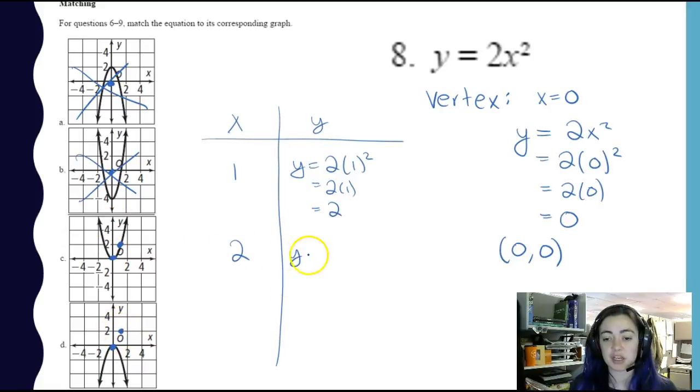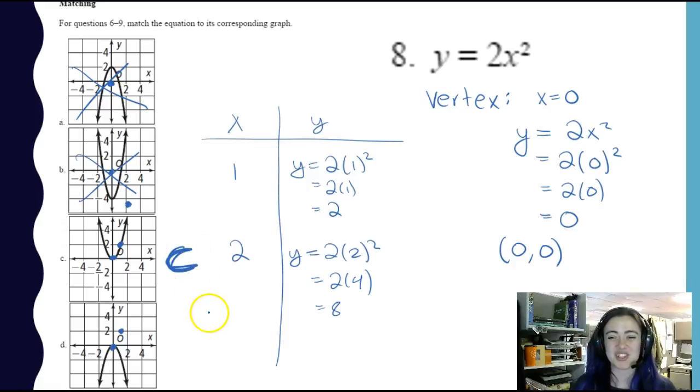Let's confirm that again with another point just to make sure. So we substitute in 2 for x. 2 squared, 2 times 2 is 4. 2 times 4 is 8. So when x is 2, y is 8, which is going to be off the charts over here. It does match. So C looks like the best match in this case.